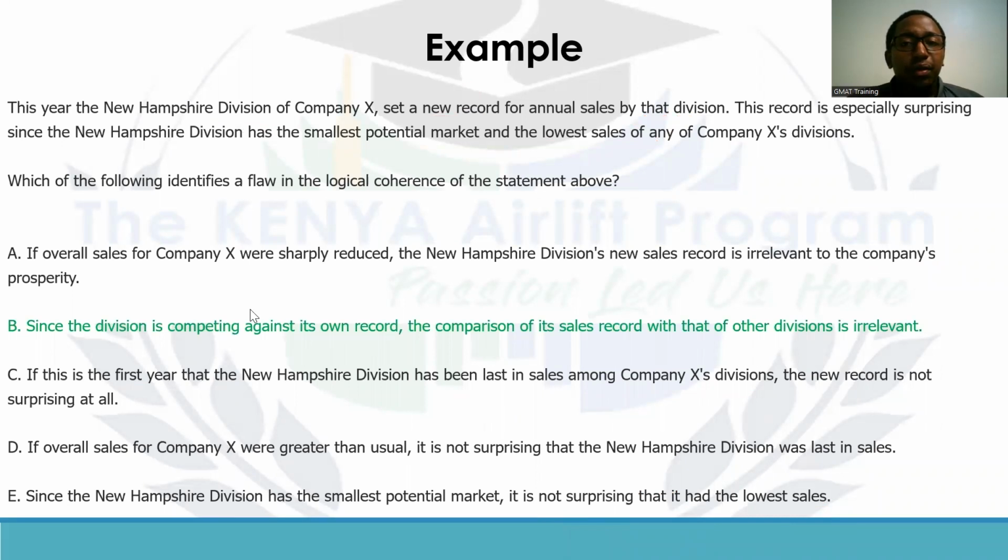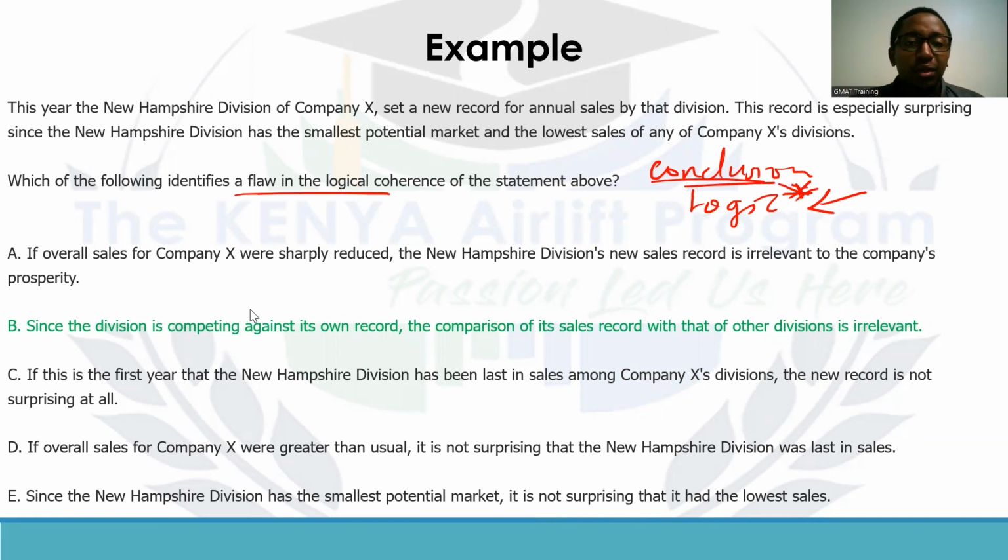So whenever you are doing a flow question, just ask yourself, where is it that I can find this flow? So as usual, when dealing with questions that have arguments and conclusions, know exactly what the conclusion is, and then the logic behind it, because you are finding a logical flow. Here is where you will find something that disconnects the logic from the conclusion.